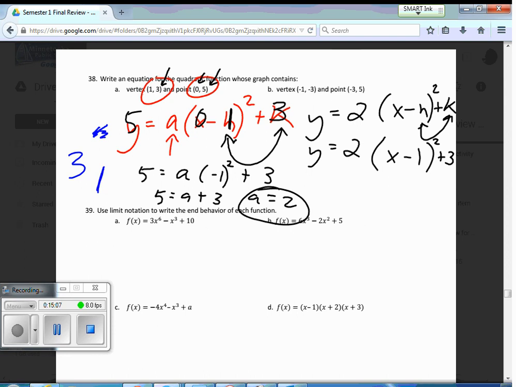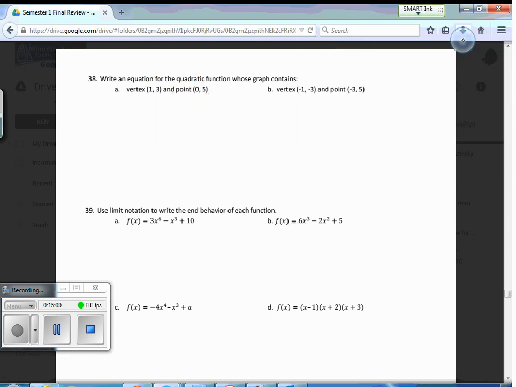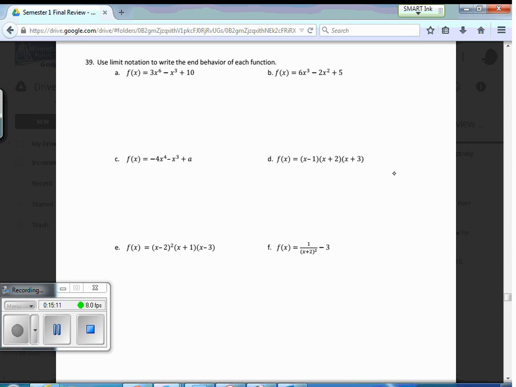So let's talk about limit notation for 39. Use limit notation to write the end behavior. Well, first of all, you have to know what the picture looks like. If I can factor it, I should. I can't factor that, so I just make a quick sketch of it. I can't factor it, so I'm not going to know exactly where the roots are.